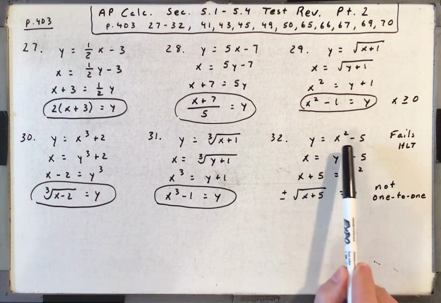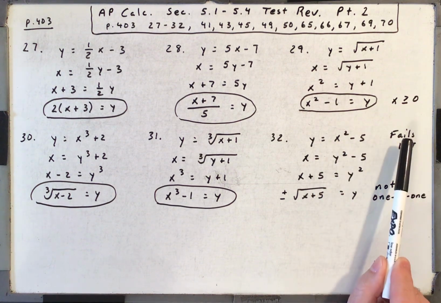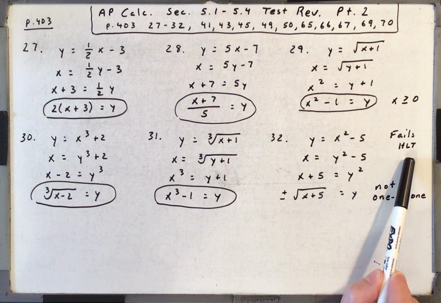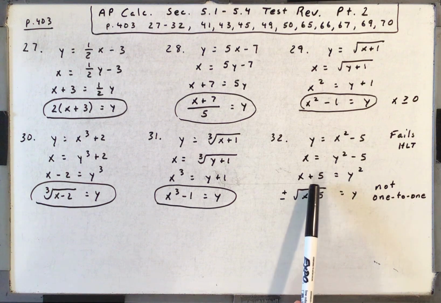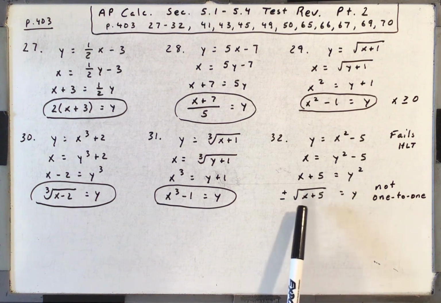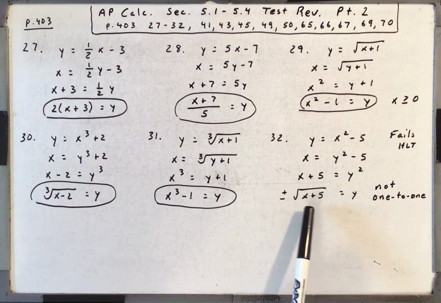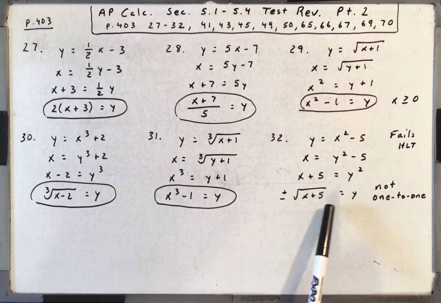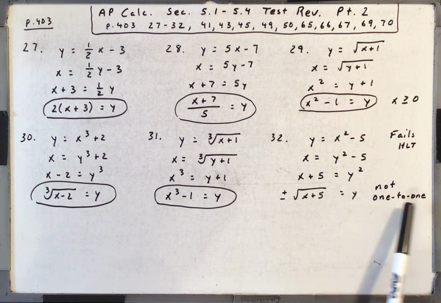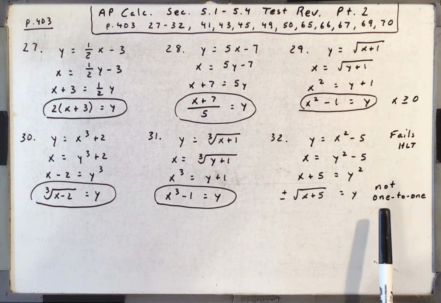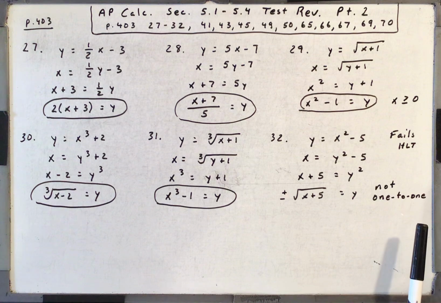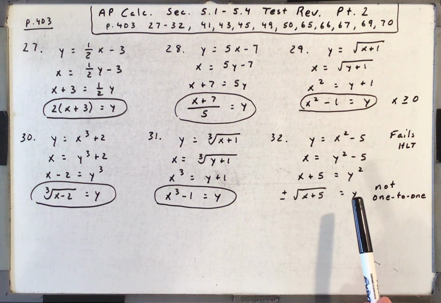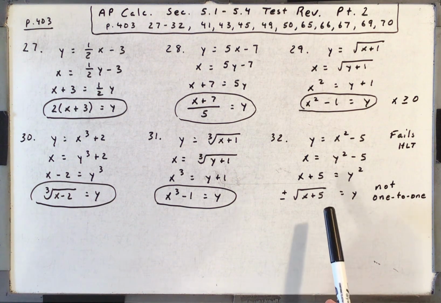All right, 32. I hope you recognize that this is a parabola. That is going to fail the horizontal line test. Okay, so I'll go ahead and swap the x and the y. X is equal to y squared minus 5. Add 5 to both sides. And then take the square root of both sides. And we would have plus or minus the square root of x plus 5 equals y. That is not 1-to-1, at least over its entire domain. If we were to restrict the domain, then it would have an inverse. But you're not going to have to worry about figuring that out on the test. If there is a domain restriction, I will give that to you.